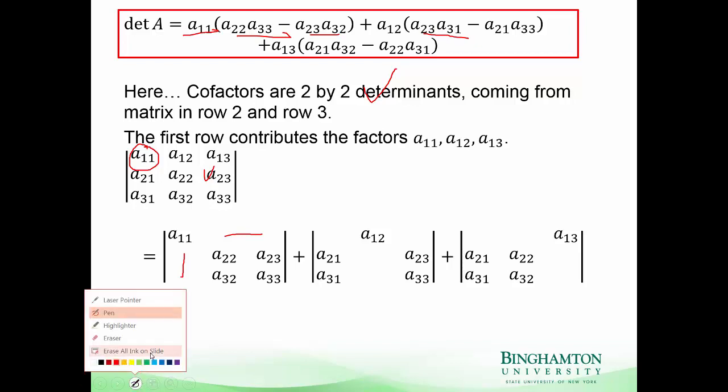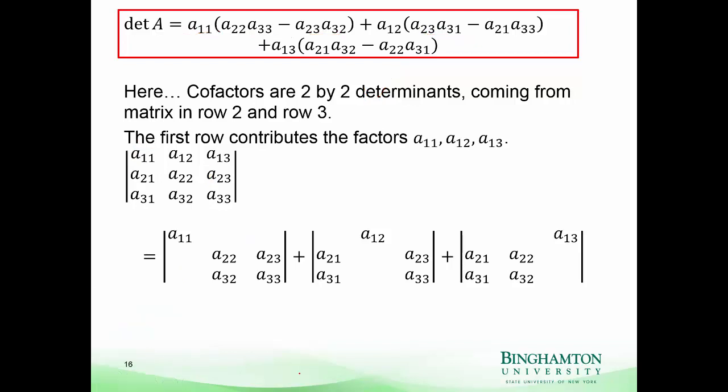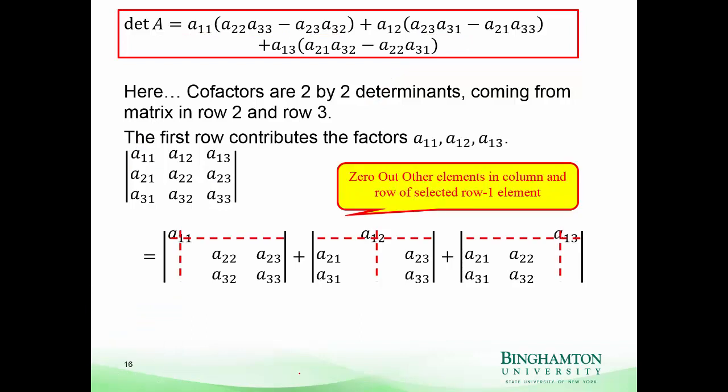I mean, that's theoretically how we get there, but from a mechanics point of view, what we do is we imagine picking, for each element out of the first row that we pick, we imagine zeroing out all the other elements in the column and row of the selected row 1 element.